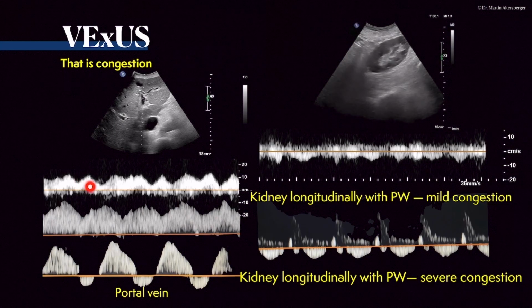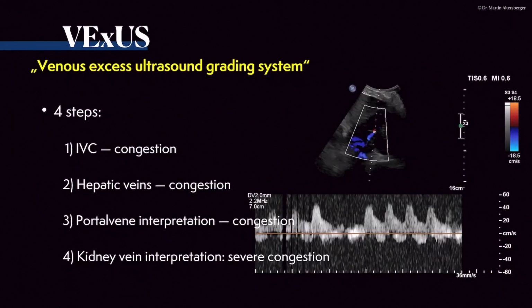So here we have this pulsatility of the portal vein, here we have more pulsatility, and here we have severe pulsation in a severely congested patient. Normally the kidney vein should be a continuous flow, but if you have this S and this D pattern, that points towards congestion. Mostly I perform a longitudinal plane with pulsed wave Doppler, here mild congestion, and here I have only this arterial signal and this singular wave, which points towards severe congestion.